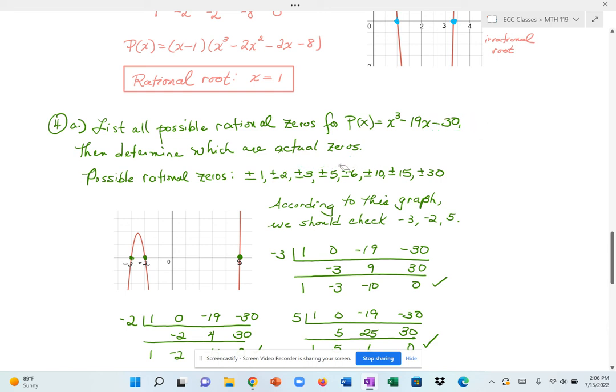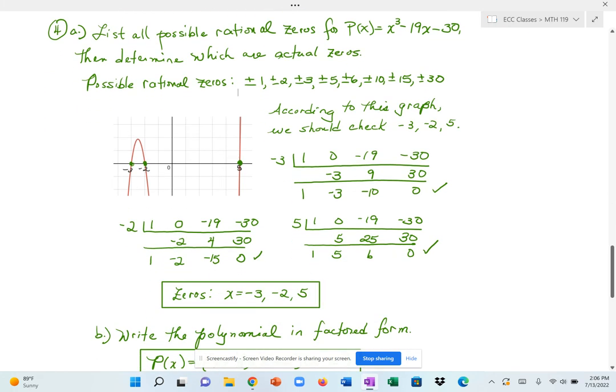And that, again, saves quite a bit of time rather than checking every single one of these, which is a rather long list. So when I do my synthetic division for -2, I do get my remainder of 0. Synthetic division for -3, I also get a remainder of 0. When I check 5, I also get a remainder of 0. So you can say with confidence that the zeros of this polynomial, or the rational zeros, are -3, -2, and 5.